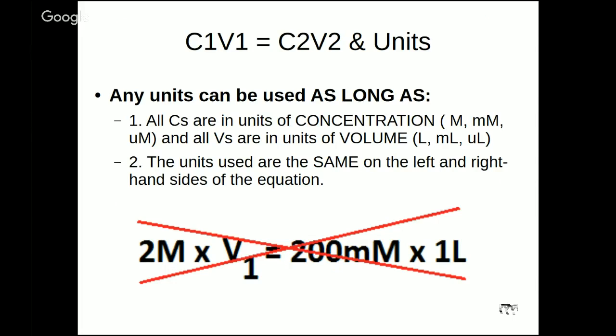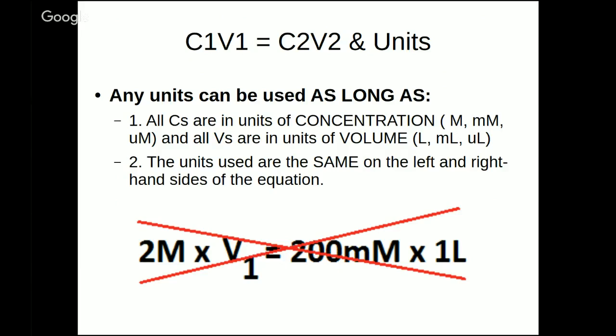And one more note about the units in this technique. Unlike the previous technique, it's fine if you use a variety of different units here, but there are a couple of rules. All of the C's that you fill in need to be in units of concentration, so molarity, millimolar, micromolar. And all of the V's, you need to make sure those are volume, so liters, mLs, and microliters. One of the biggest mistakes that students make with this technique is putting a volume number in where the concentration should be and so forth. So make sure you keep your concentrations and your volumes straight.